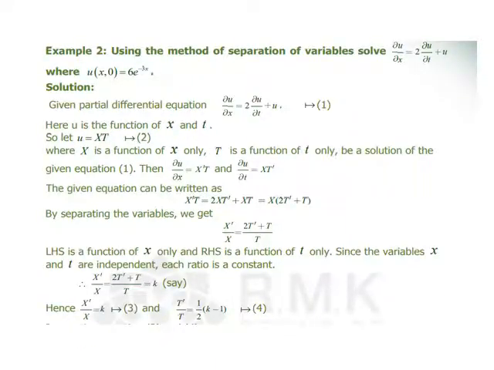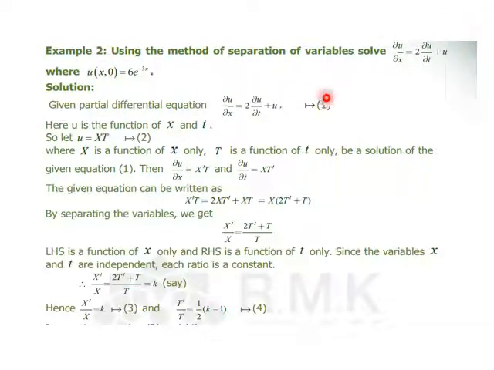Now in the next one, we have dou u by dou x equal to 2 dou u by dou t plus u, and they have given a condition also: u of x comma 0 is 6 into e power minus 3x. That is, when t equal to 0, u will be 6 into e power minus 3x. So this is given for us so that we can find the constant also.